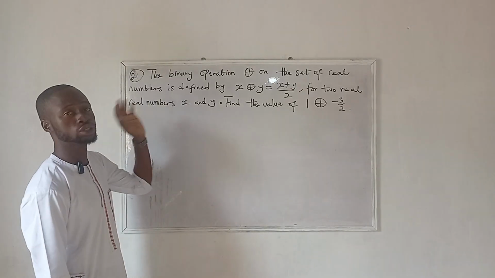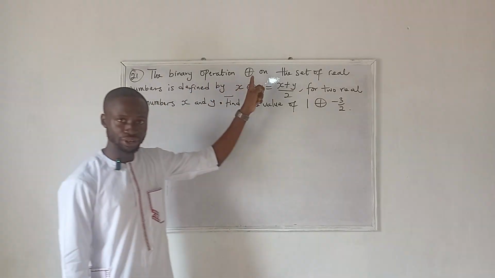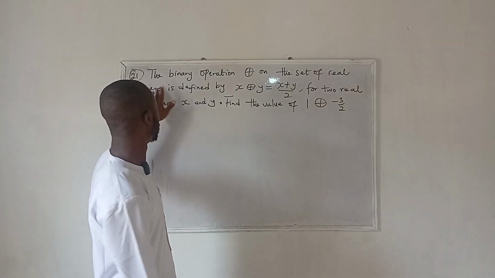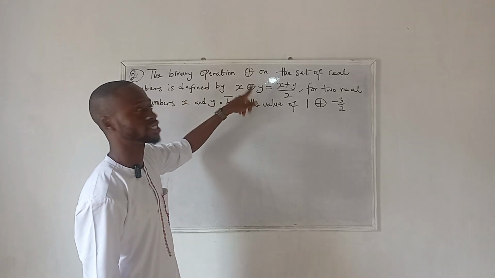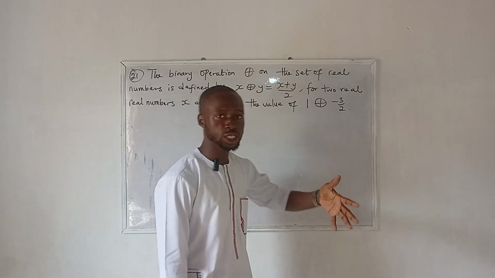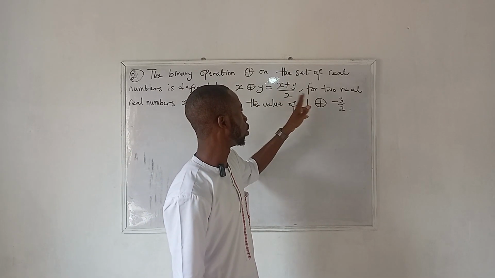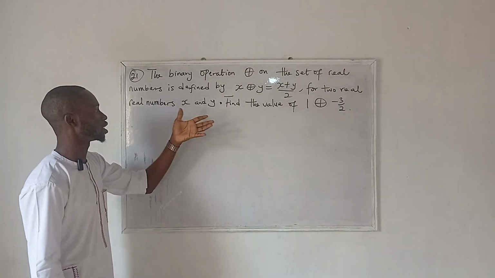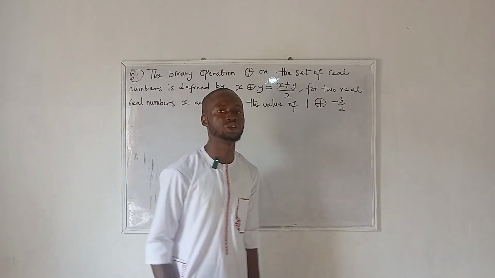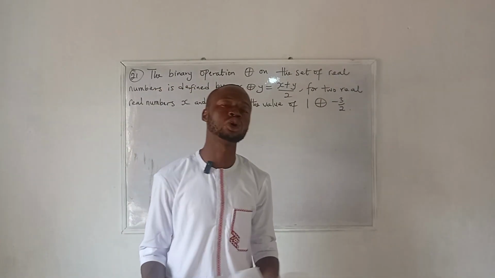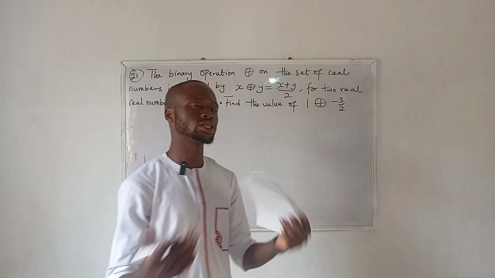discussed in those videos. In our first question, we are told that the binary operation direct sum on the set of real numbers is defined by x direct sum y equals (x plus y) over 2, for two real numbers x and y. Find the value of 1 direct sum minus 3 over 2. So you can be given questions on binary operations, but it's not that difficult.